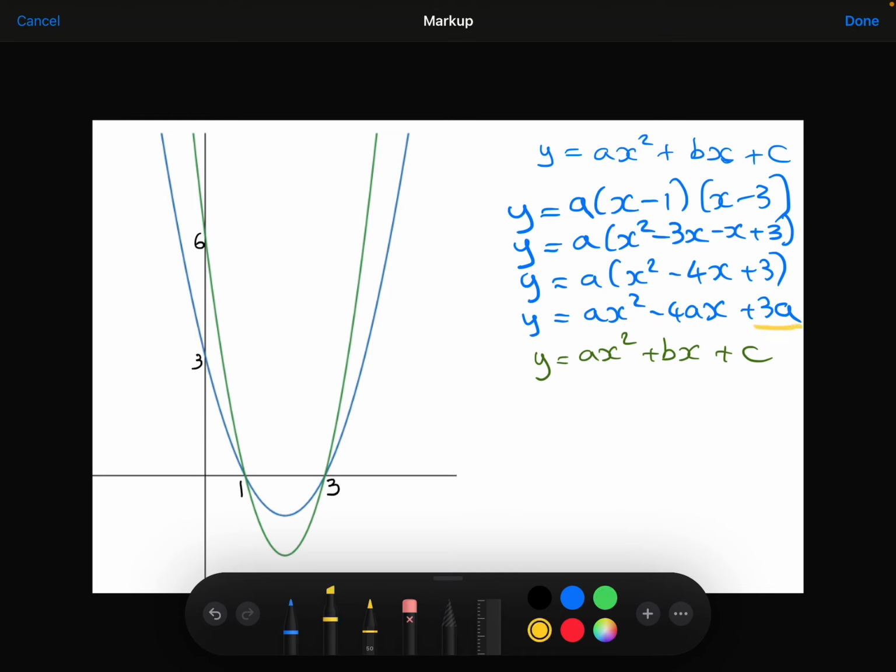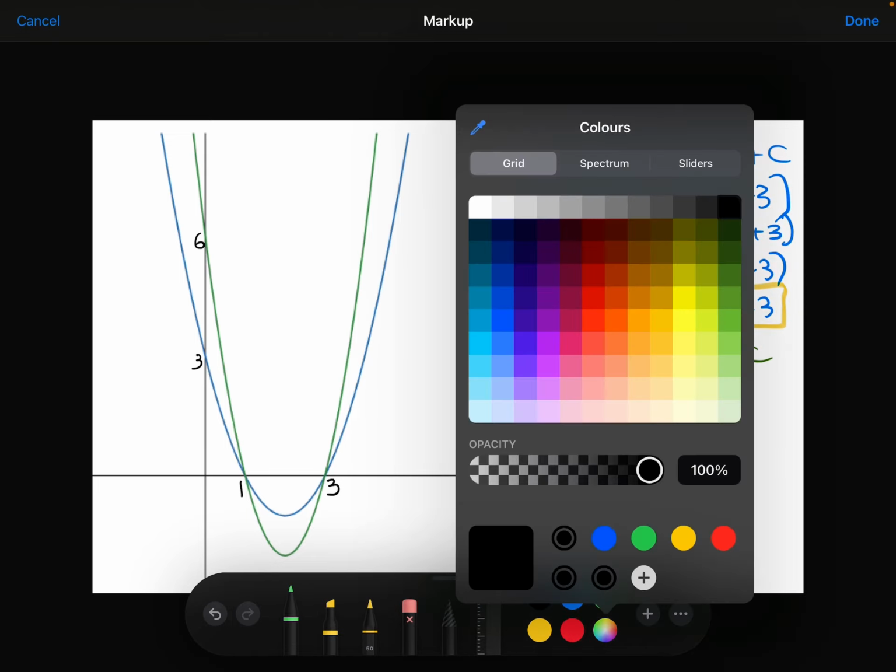Now I'm comparing my y-intercept here with the y-intercept of the blue graph. And we can see it is 3. So 3a would equal 3. So that a, in the blue case, is just going to be 1. So actually, I didn't need that a for the blue line. However, for the green line, let's have a look at that one now.